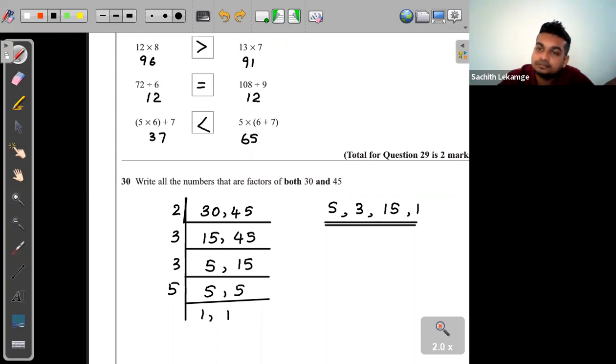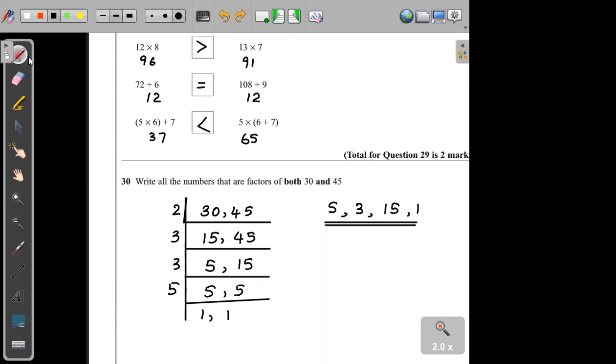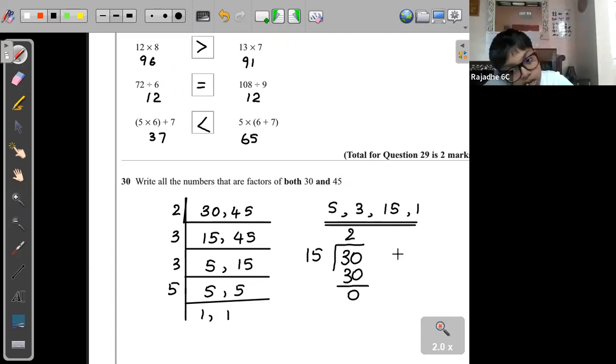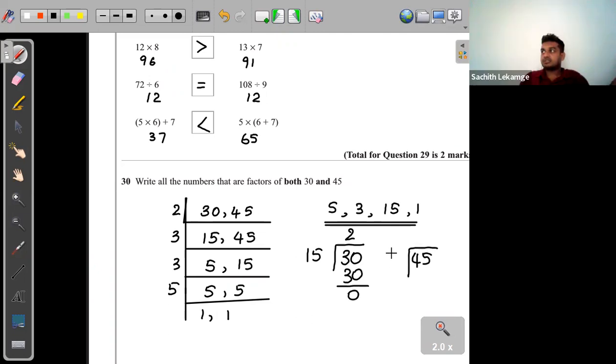Five and 15. Okay, I'm going to the other one. This is good. 15 is a factor of 30 and 45. Tell me, can 30 be divided by 15? Yes. 15 into 2 is 30. Can 45 be divided by 15? Yes.